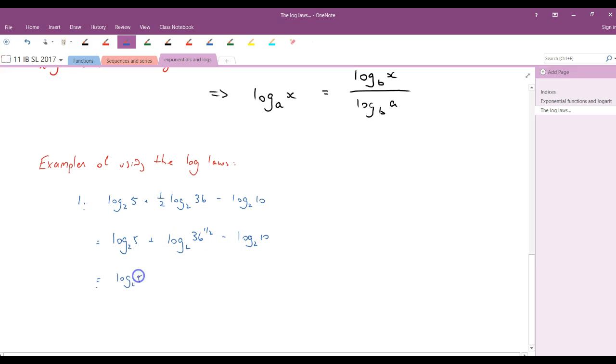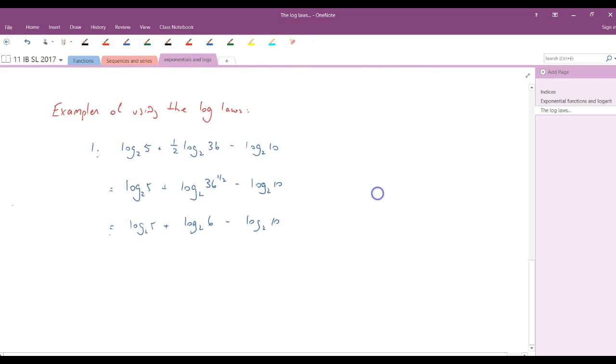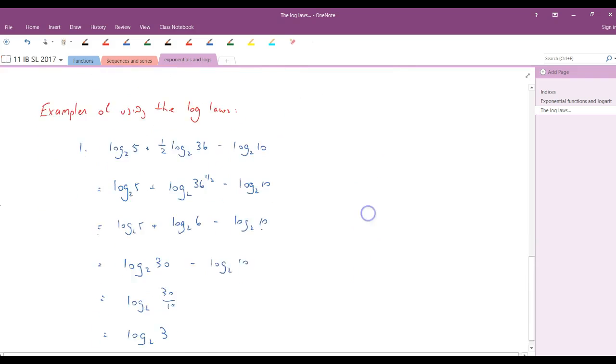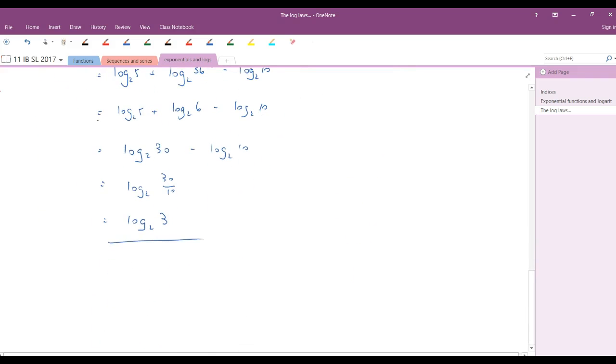So I've now got log base 2 of 5 plus log base 2 of 6 minus log base 2 of 10. Now this plus, log law 1 says that I can combine that into a 30, and now I'm going to combine the minus into log base 2 of 30 over 10. So I end up with, finally, log base 2 of 3 as my simplified answer. Isn't that fun? I told you it'd be good. Okay, next example.